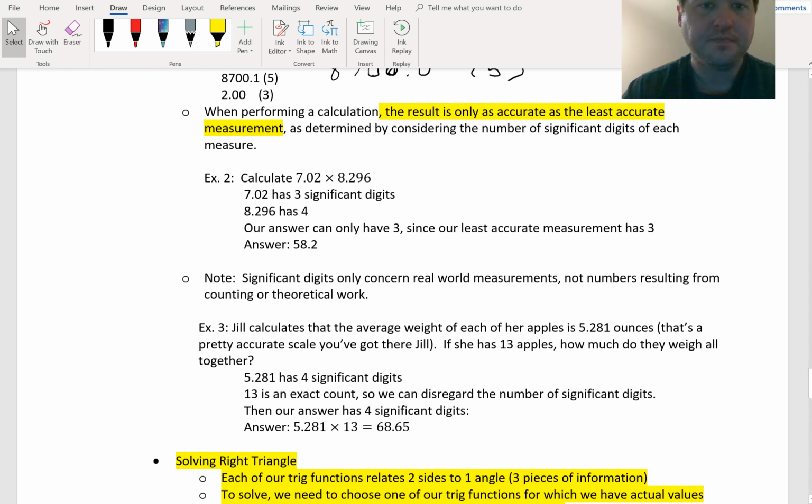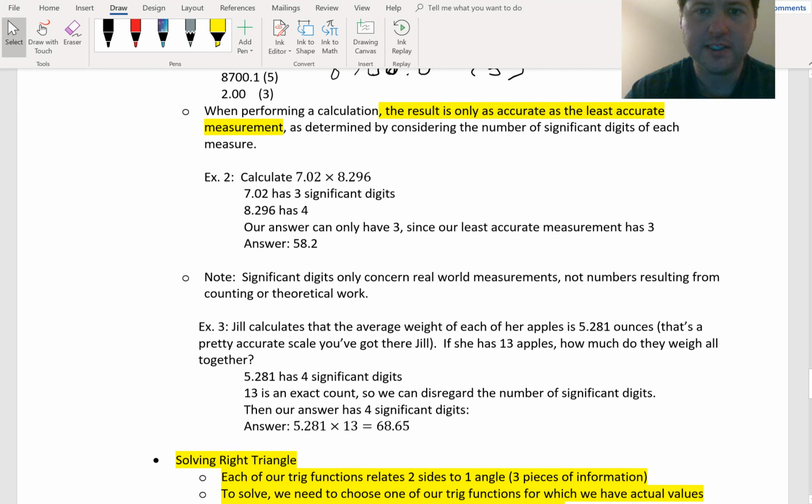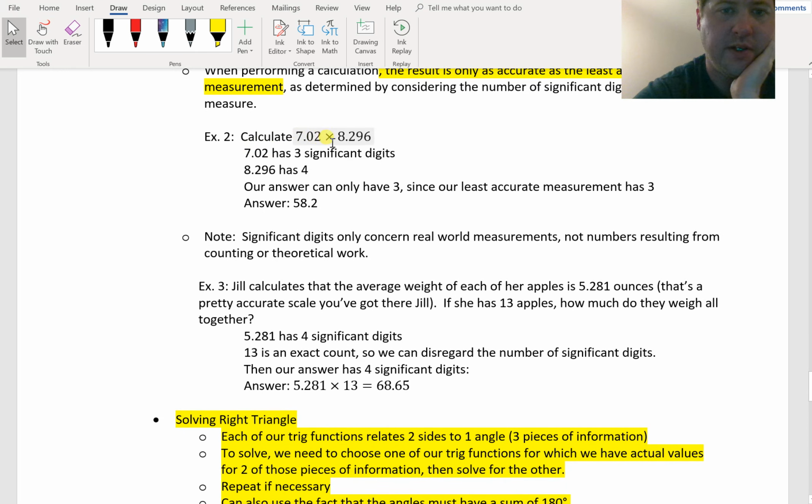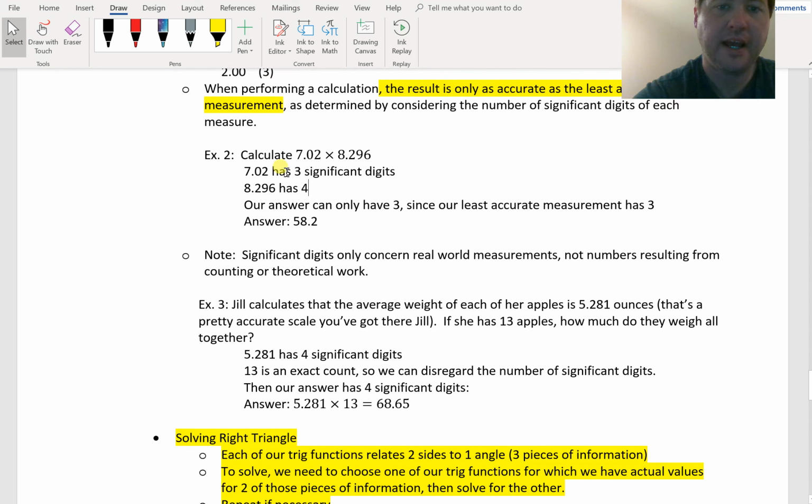When performing a calculation, the result is only as accurate as the least accurate measurement, as determined by considering the number of significant digits in each measurement. So we're being asked in this first example, example 2, to calculate 7.02 times 8.296. We count the significant digits in each. 7.02 has 3 significant digits. 8.296 has 4. So the least accurate of these is 7.02 with 3 significant digits. So our answer is only going to have 3. So we multiply those together and we get 58.2.